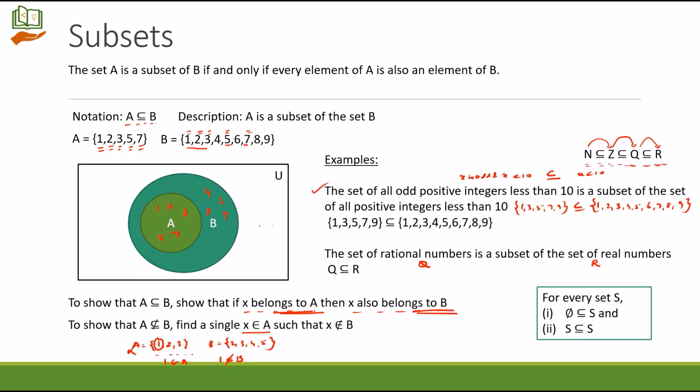For every set, phi is a subset of S. It means the empty set is a subset of S. At the same time, the set itself is a subset of S. It includes both the empty set and the set itself as a subset. We know what is a subset. What about proper subset?